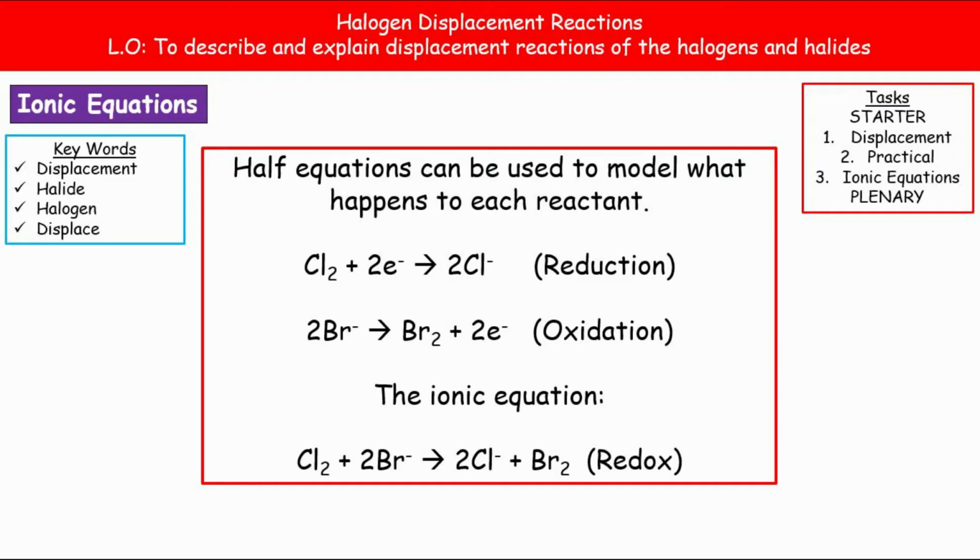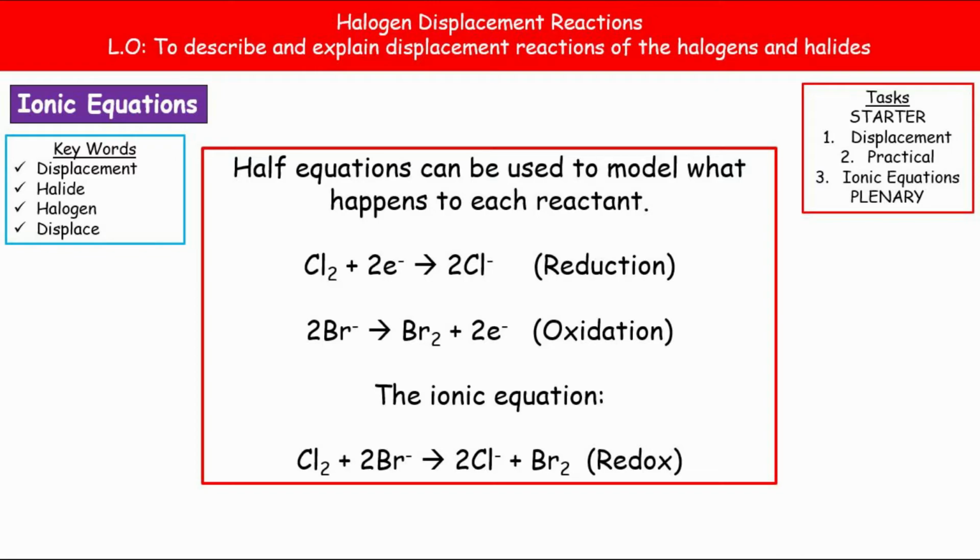Now, the last part of this that we need to understand is how we can use half equations and ionic equations. When we talk about a half equation, quite simply, we use these to model what happens to each of the reactants that's involved in a chemical reaction. So if we consider one of our examples where we've got our chlorine reacting with our potassium bromide, then what we start off with are two half equations, one for chlorine and one for our bromide ions.